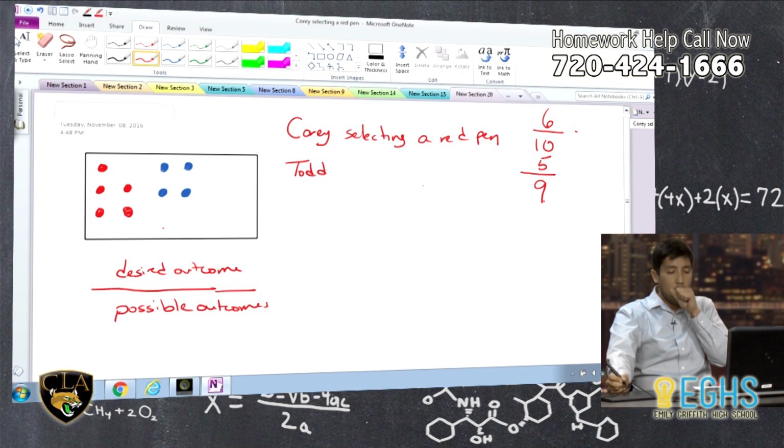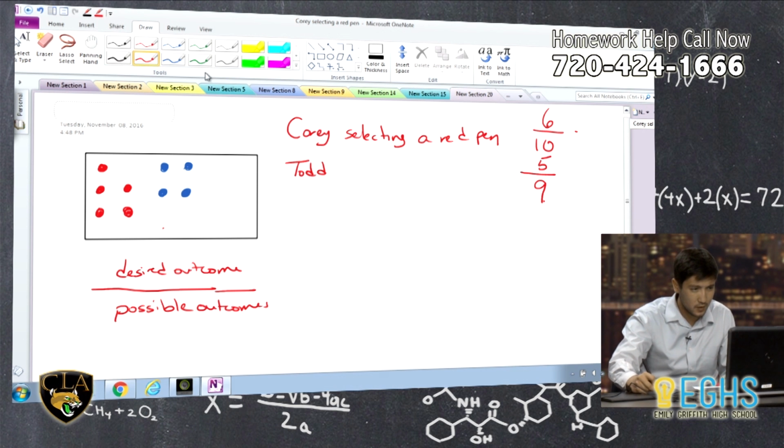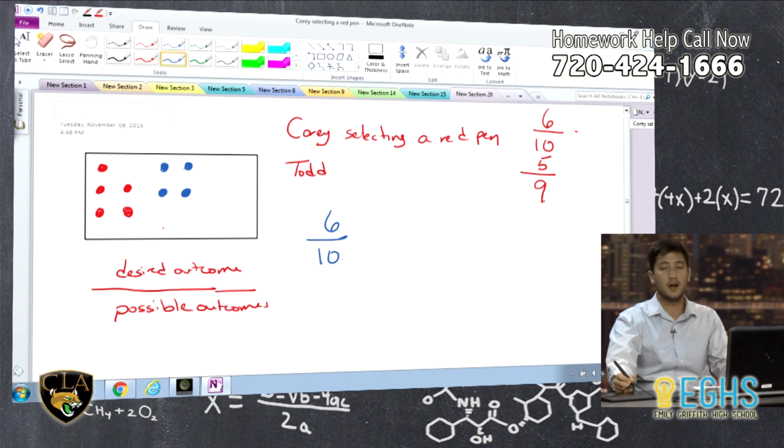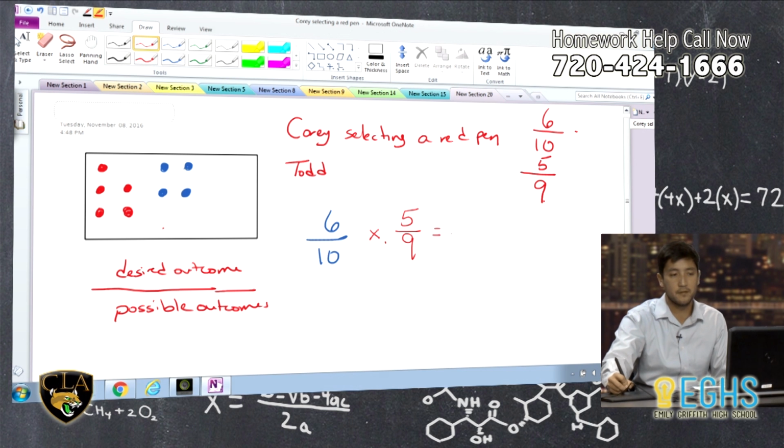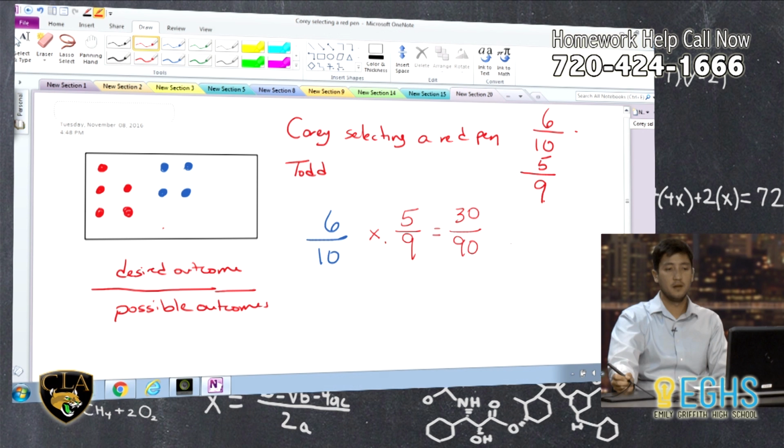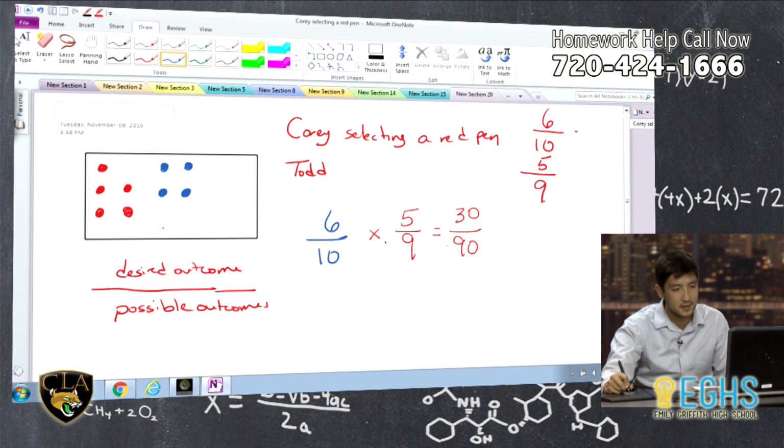So we're going to say, okay, first of all, 6 out of 10 chance that Corey selects it. In order to figure out the odds of both things happening, we're going to multiply them together. So times 5 out of 9. And multiplying fractions, we just multiply across, so 30 out of 90. So if Corey and Todd do this 90 times, we would expect 30 times for both of them to select a red pen.